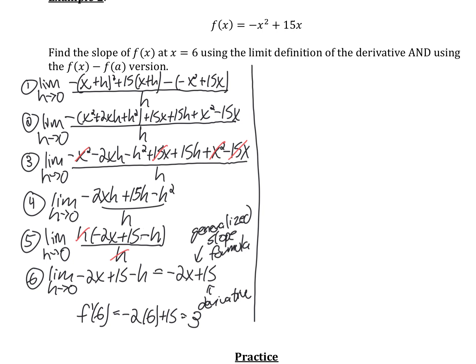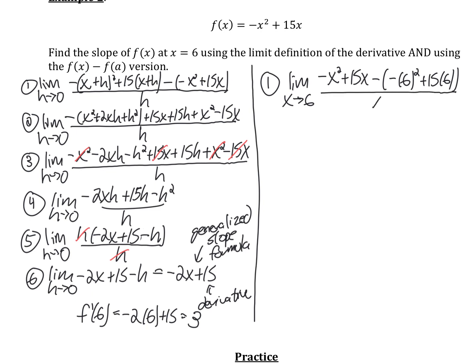It was the limit as x approaches a, which in this case is 6. So step 1, we're going to say the limit as x approaches 6 of f of x, so just the function. In this case, the function is negative x squared plus 15x, minus f of a. So it's basically the value of the function at a, which in this case is 6. So minus, and then I'm going to plug in negative 6 squared, negative positive 6 squared plus 15 times 6. I'm basically plugging 6 into the f of x, right? So you can see that all there in the parentheses, all over x minus 6.